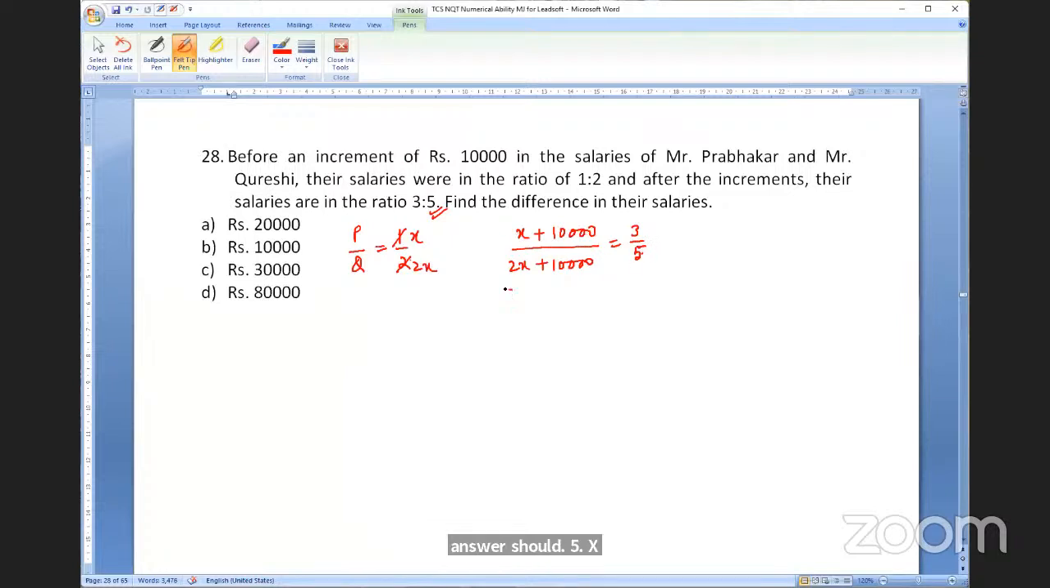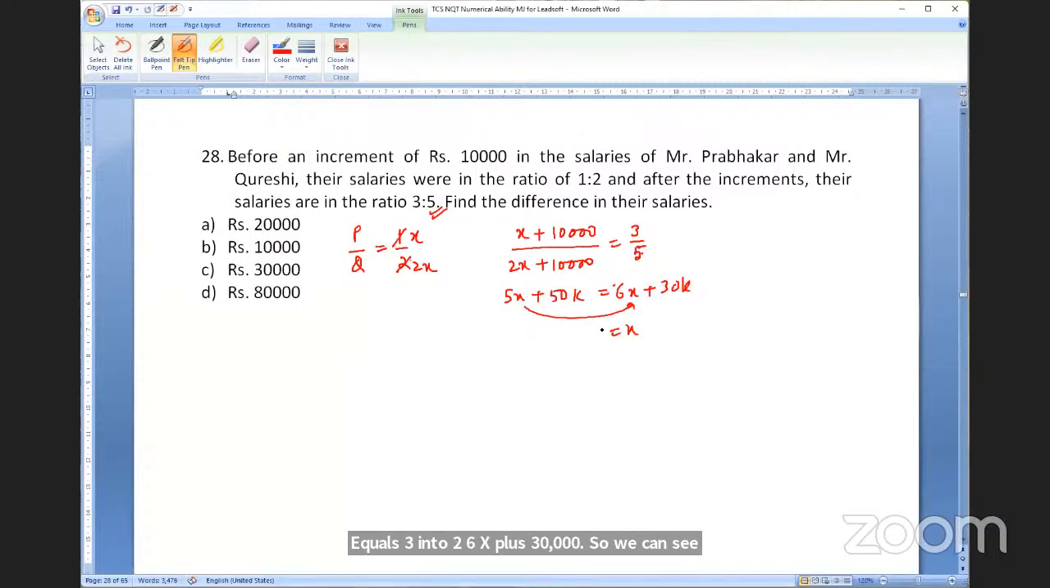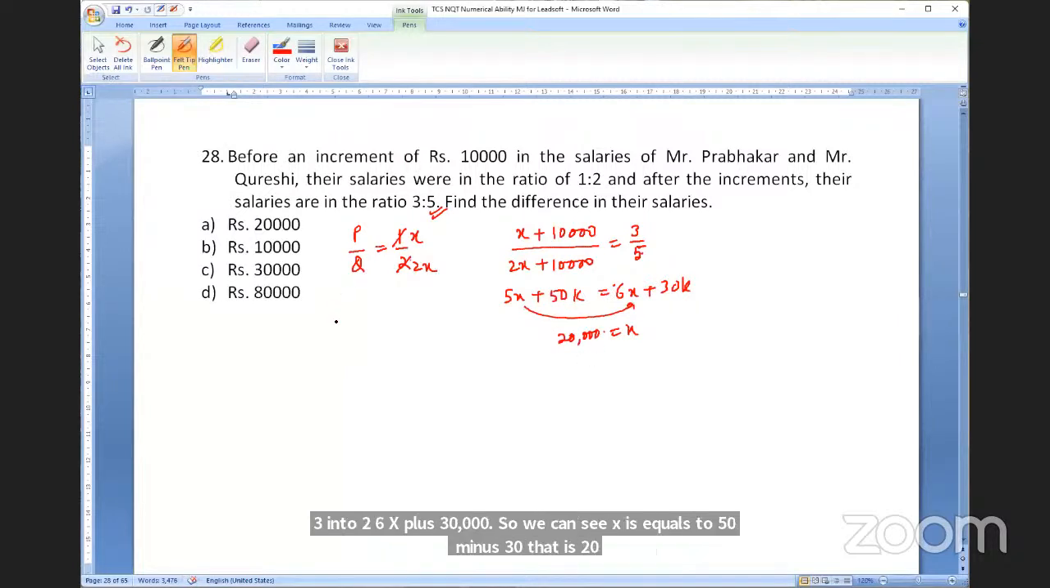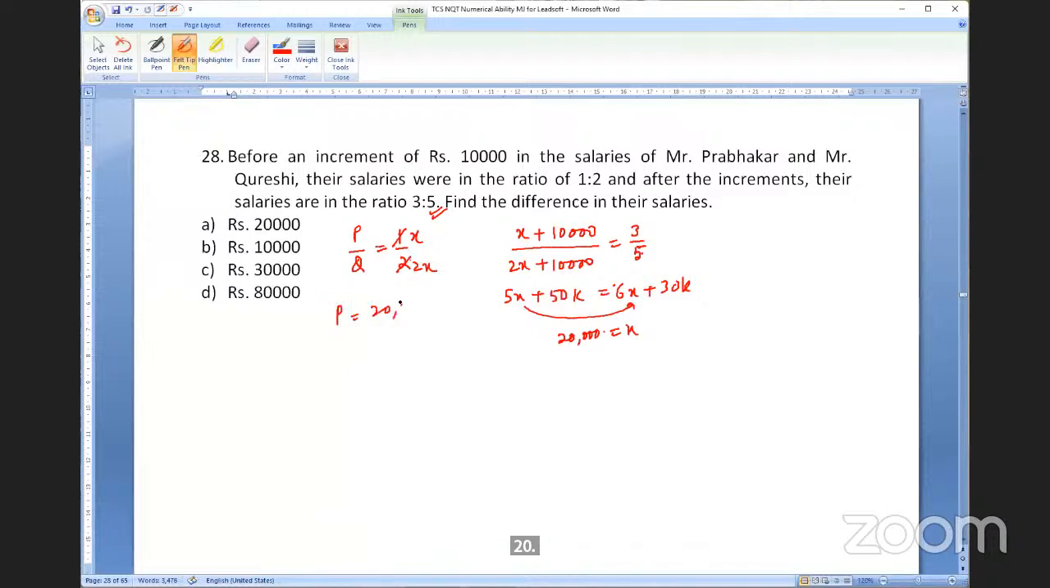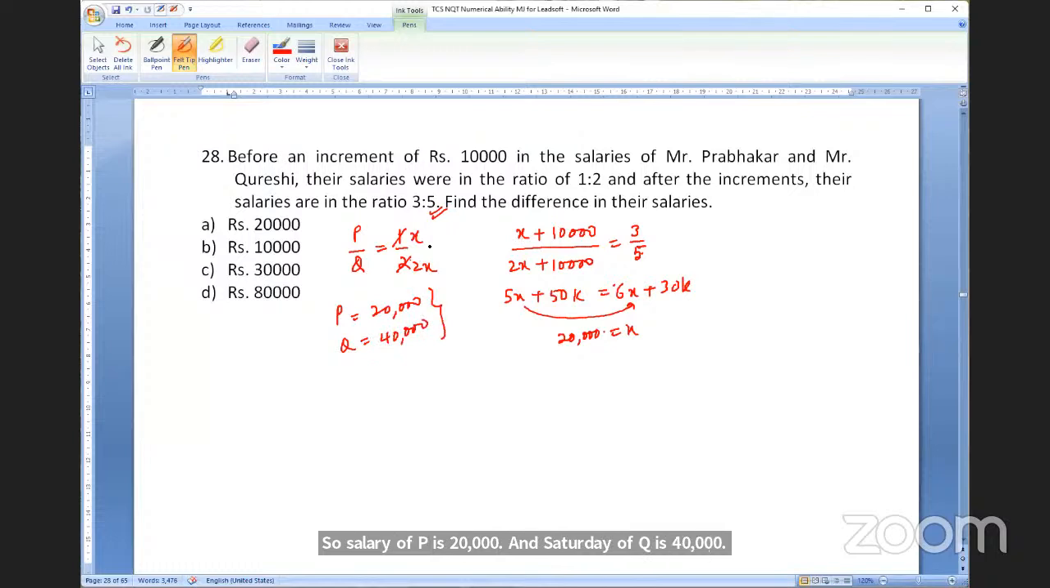5X plus 50,000 equals 3 into 2, 6X plus 30,000. So we can see X is equal to 50 minus 30, that is 20,000. So salary of P is 20,000 and salary of Q is 40,000. So what is the difference between their salary? Difference between their salary is X. That is 20,000. 2X minus X is X, which is option A.